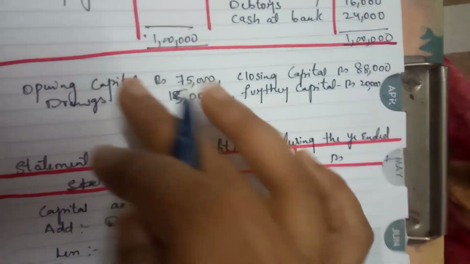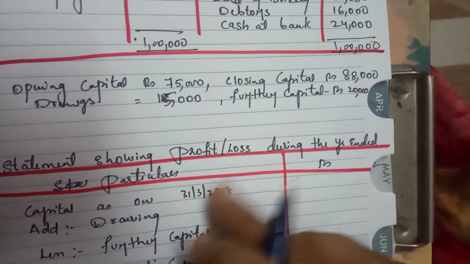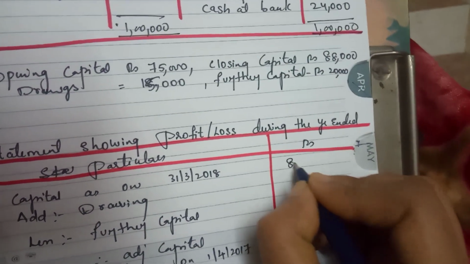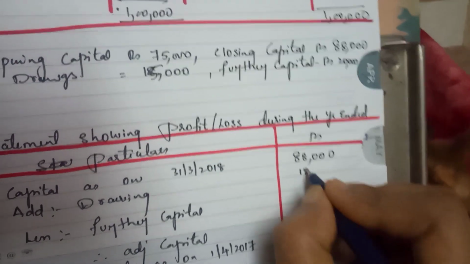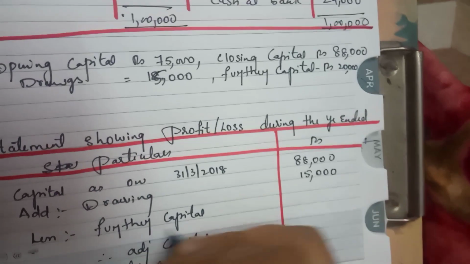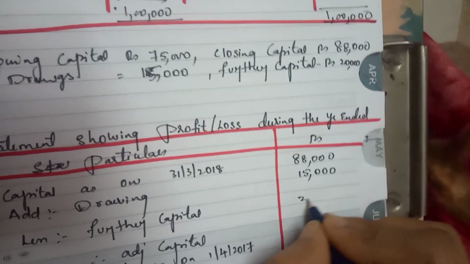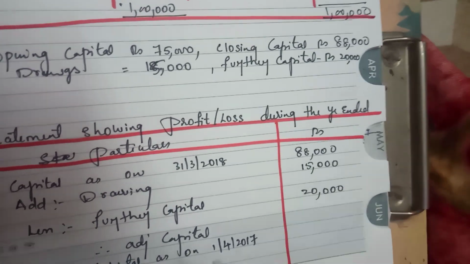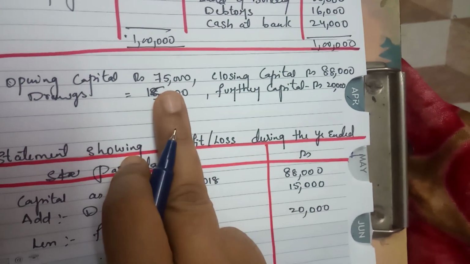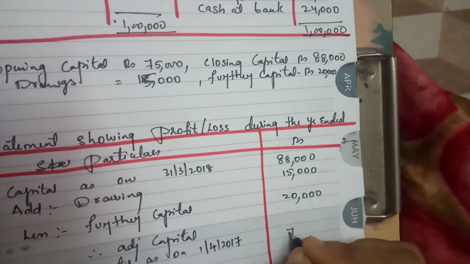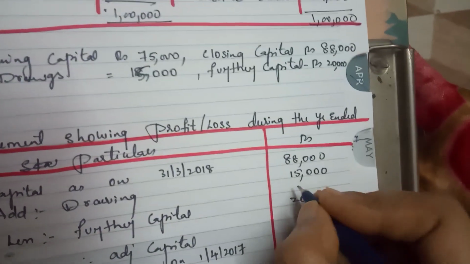Capital as on, we already wrote all the information over here. This is the closing capital, we have 88,000. So I'm posting here 88,000. Drawings 15,000. Okay, so further capital, it is 20,000. Just behind that you write it off. Then capital as on 1/4, this is the opening capital, they gave you 75,000. Okay, that's it.